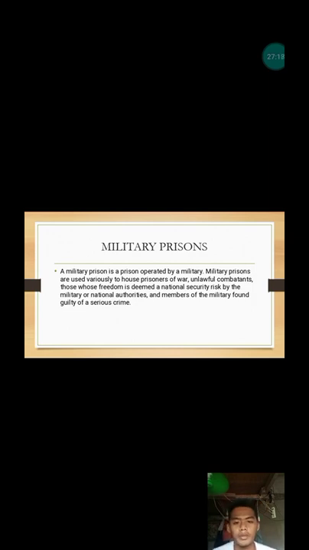So this military prison is operated by the military, and they arrest those people who are found guilty of a serious crime and put them in their prisoner house.